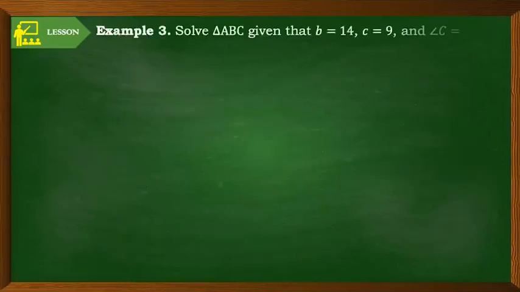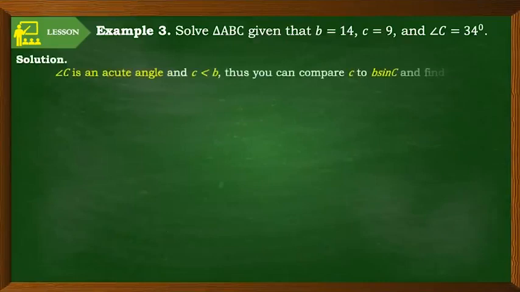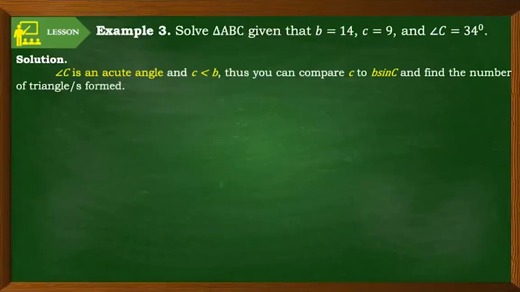For example 3, we're going to solve triangle ABC given that b is 14, c is 9, and angle C is 34 degrees. So angle C is an acute angle and side c is less than side b. Thus, you can compare side c to side b times sine C and find the number of triangles formed.